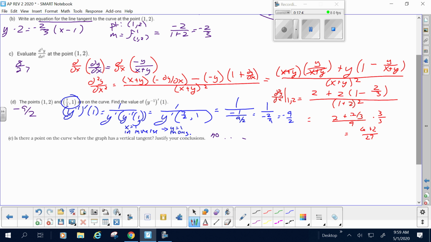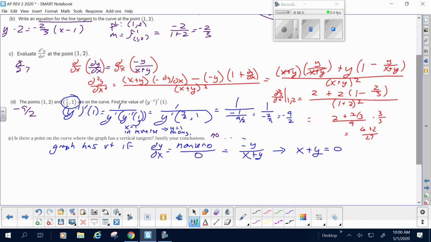All right. Last but not least, is there a point on the curve where the graph has a vertical tangent? Let's talk to ourselves here. The graph has a vertical tangent if dy/dx is non-zero on the top and 0 on the bottom. So there's rise but no run. That would then be the case only if x plus y equals 0.